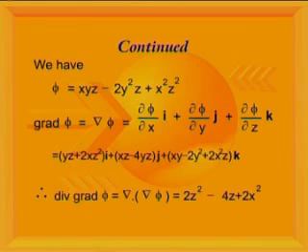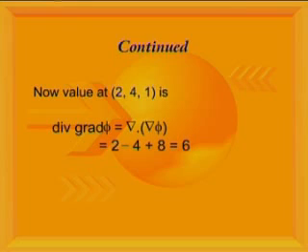So that will be just the partial derivative of the ith component plus the partial derivative of the jth component plus the partial derivative of the kth component, and that is equal to 2z square minus 4z plus 2x square. And now the value of this at the given point, x equal to 2, y equal to 4, and z equal to 1, is 2 minus 4 plus 8, which is equal to 6.